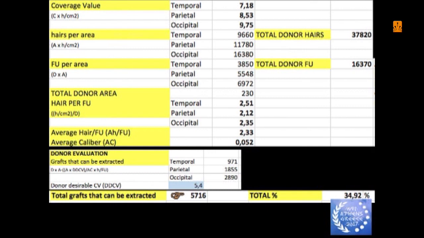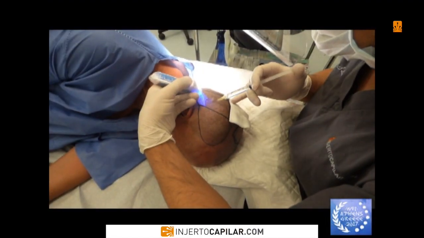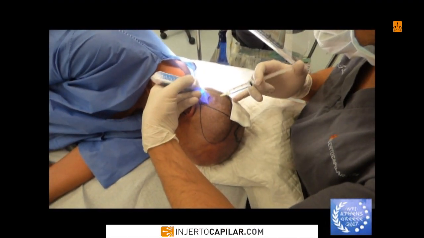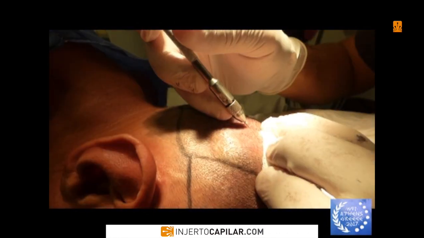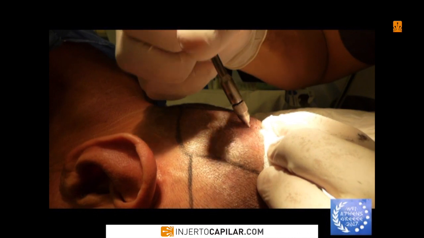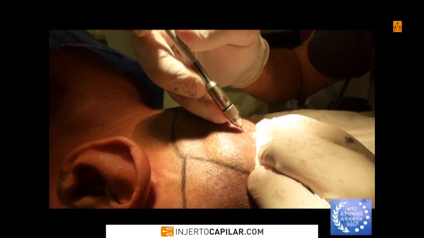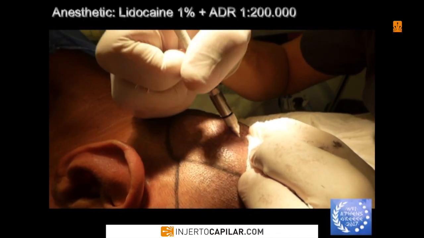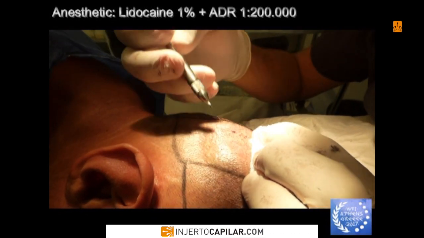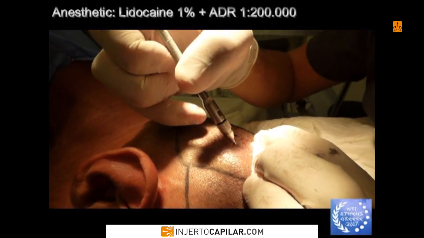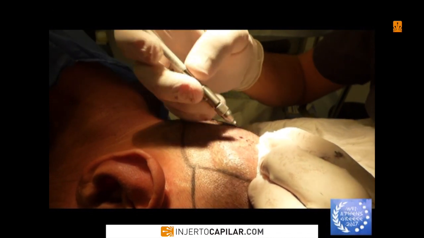With those data, we started the surgery in the parietal zone. We pre-medicate the patient with 5 mg of diazepam and apply the anesthesia with a 30G needle. We use lidocaine 1% and adrenaline 1 in 200,000. That means 0.5 milliliters in 100 cc.